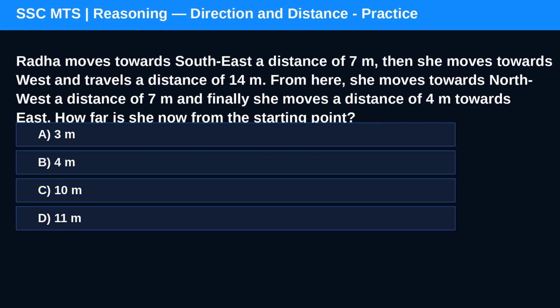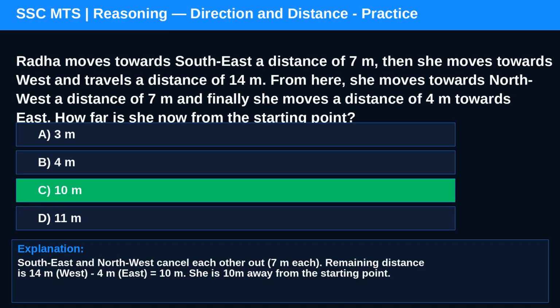Question 3. Radha moves towards southeast a distance of 7 m, then she moves towards west and travels a distance of 14 m. From here, she moves towards northwest a distance of 7 m, and finally she moves a distance of 4 m towards east. How far is she now from the starting point? Option A 3 m, option B 4 m.